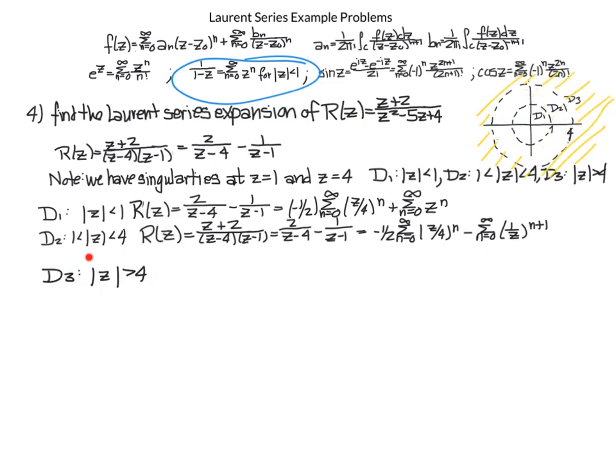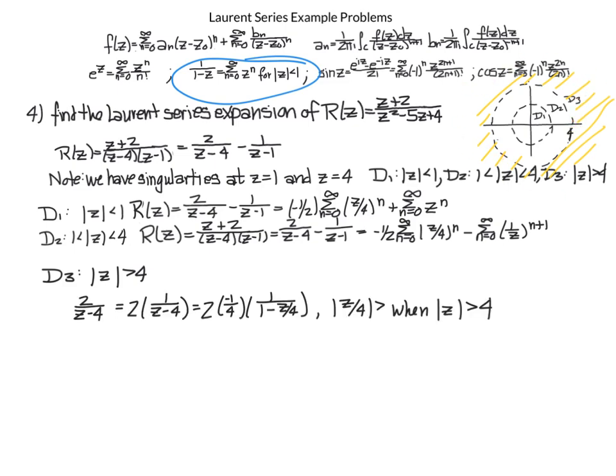D3 is the area of the domain where modulus of z is greater than 4, so it's everything outside the circle of radius 4. We are going to start again with part of our decomposed fraction. So we have 2 over z minus 4, borrowing again from D2 because really these are the same two fractions you're working with. Don't redo all the work.